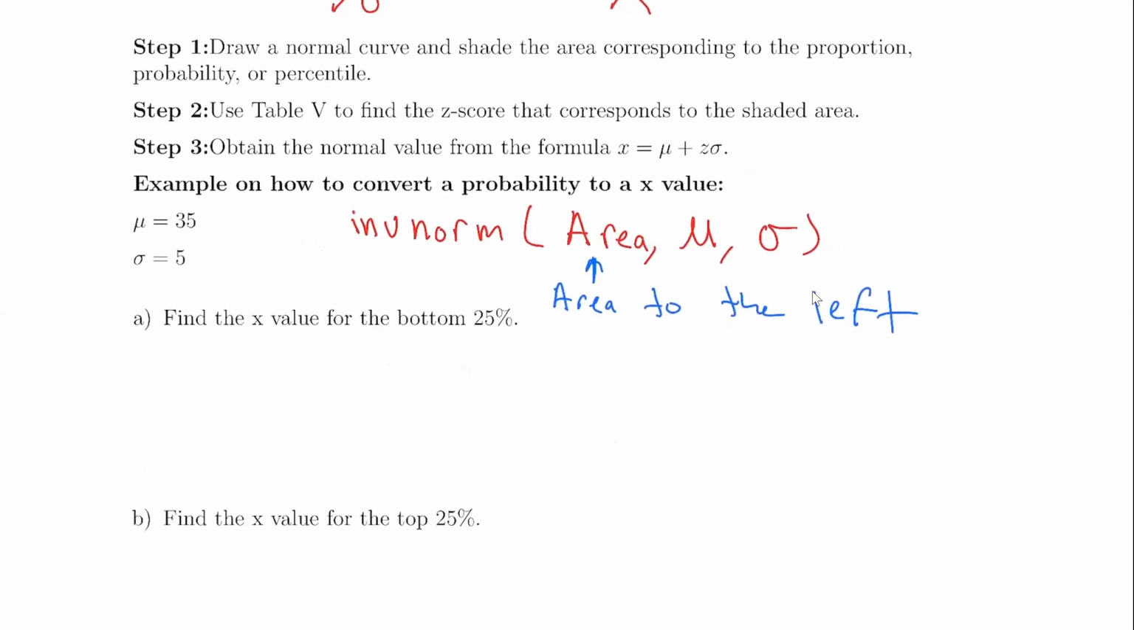So we're going to go ahead and do this very basic problem. For this problem, they tell us mu is equal to 35, sigma is equal to 5. And if you look at A, it says find the x value for the bottom 25%. So let's go ahead and draw this out first.